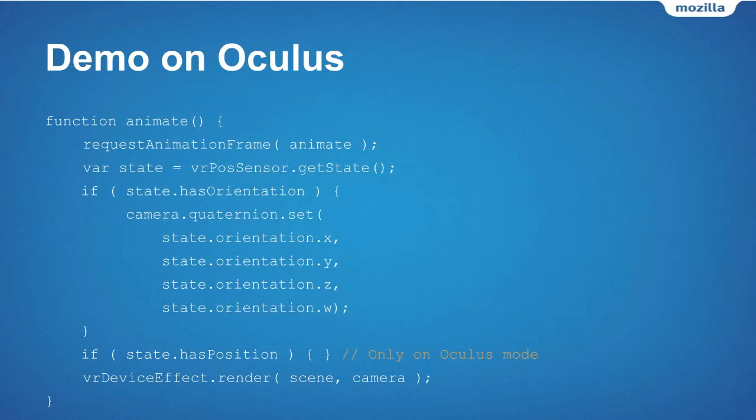Also, if your device supports positional tracking, for example the Oculus, you can get the position of your 3D workspace. So if you have the position tracker on your computer, you can get the position and send it to your camera or any objects. Finally, you have to call the device effect render, and it will provide the stereo render and the full screen distortion if you enable the full screen mode. So it's very convenient for developers.